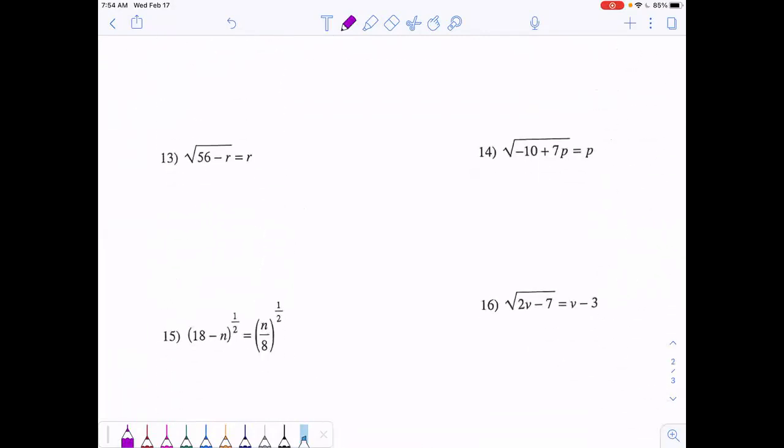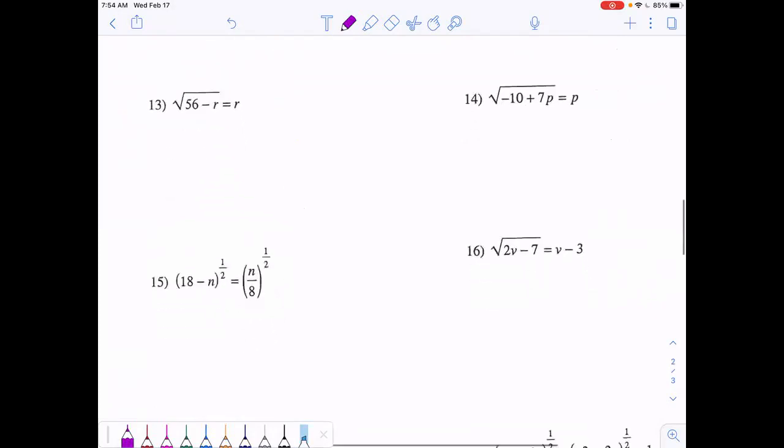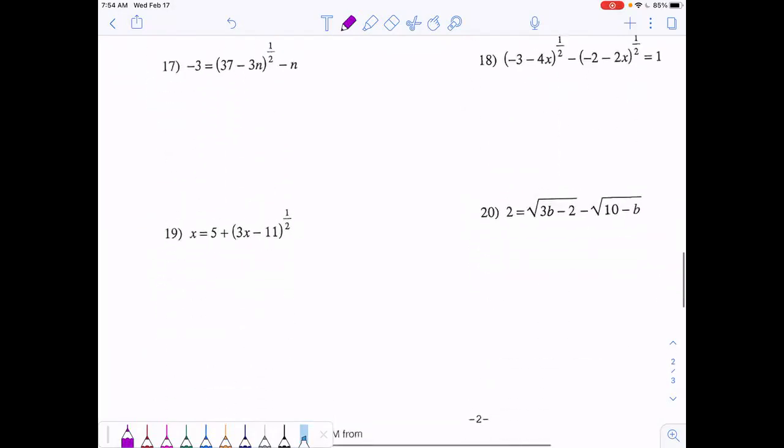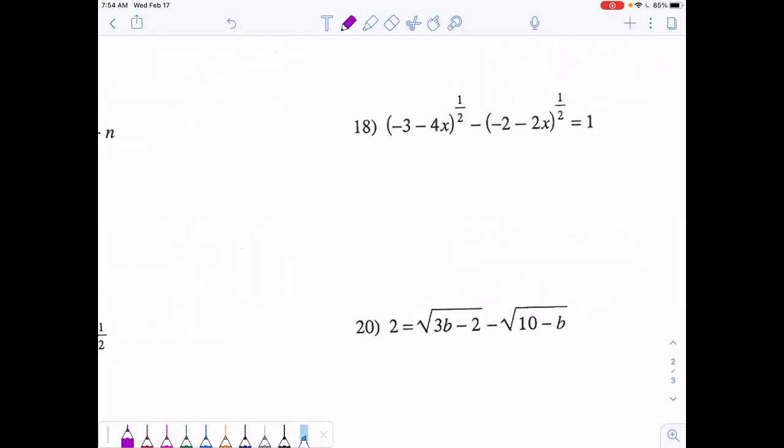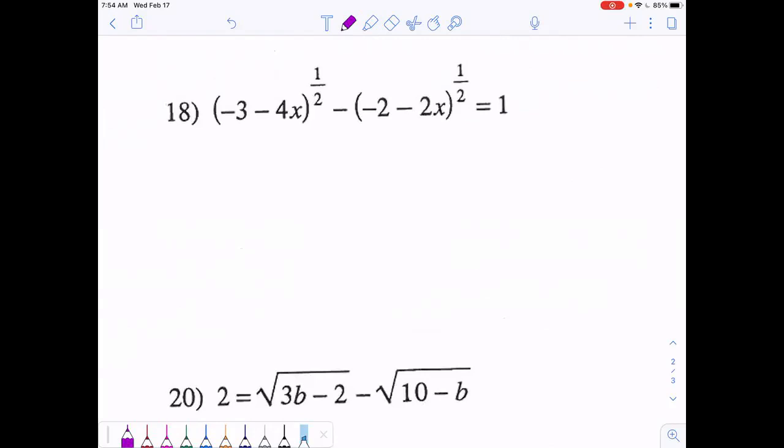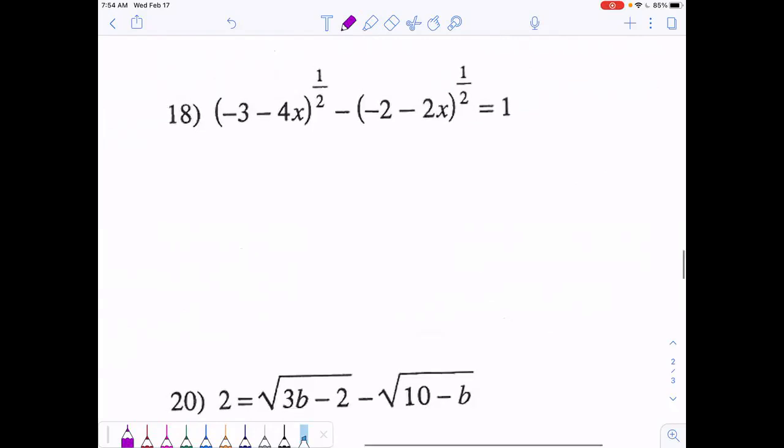So again, I think you probably can get 1 through 11 and 13. I'm guessing you can probably get those done. And then 14 through 20 gets a little more interesting. Number 18, I have worked out on the answer key. So I worked it out for you so that you could kind of see how to do 18 and 20. But I will tell you for number 18, you have to move this to the other side first. But again, I have it worked out on the answer key.